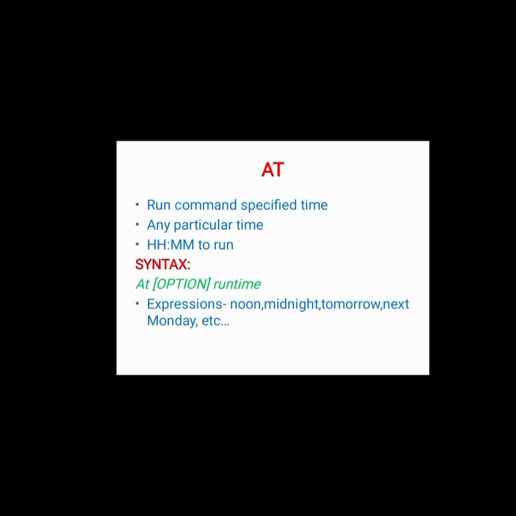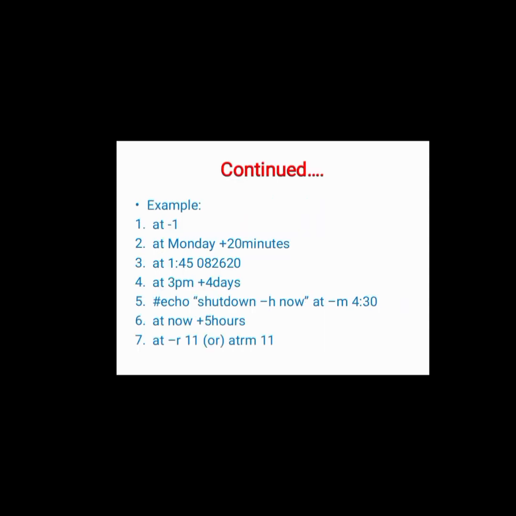Next we will see the at command. It runs a command at a specified time. This execution time depends on the job, not the time of submission. It is used to execute any program or mail at any time in the future. It executes commands at a particular time and accepts the time in the form HH:MM to run. The syntax is at, option, and runtime. Many expressions are used here, such as noon, midnight, tomorrow, next Monday, etc. And we will see some examples.